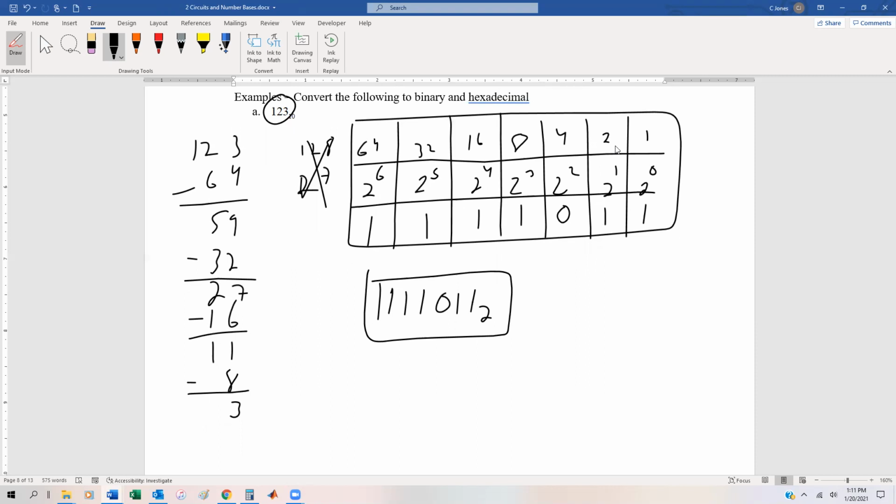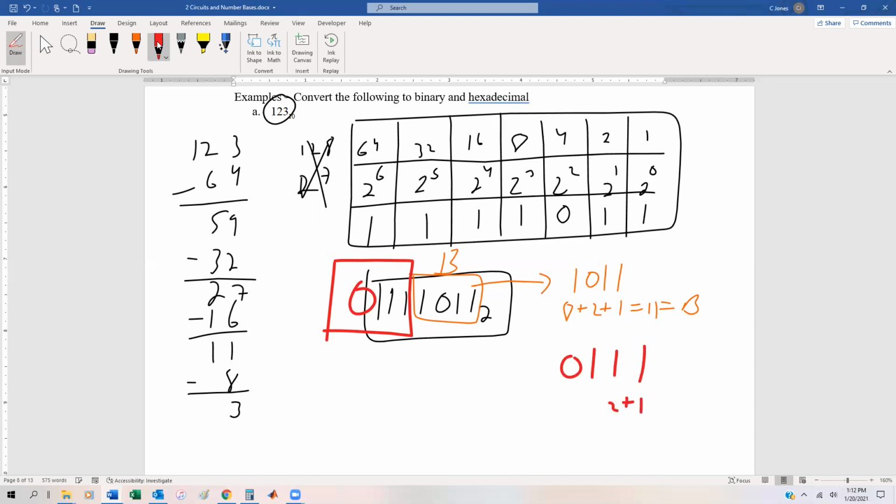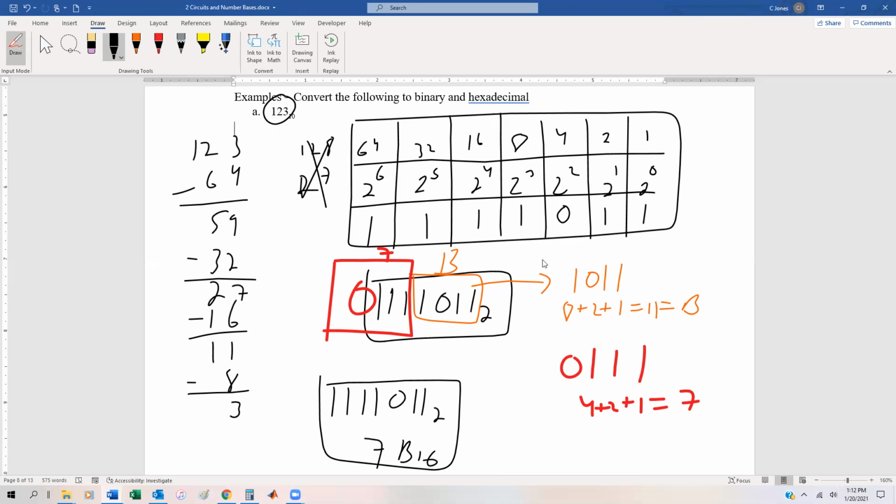And just like we saw before, once we have the binary, we can move into any of the other conversions. So now we're going to take the binary and convert that. We have 1011, and remember that's a 1 plus a 2 plus an 8, and 1 plus 2 plus 8 is 11, which in hexadecimal is B. So that's our B. And right here, we have to put a 0 in front because that's only 3 bits and we need 4. So 0111 is 1 plus 2 plus 4, which is 7. So the two answers we get are 1111011 in base 2, and in base 16, we have 7B. Not too bad. Pretty easy for us to work with.